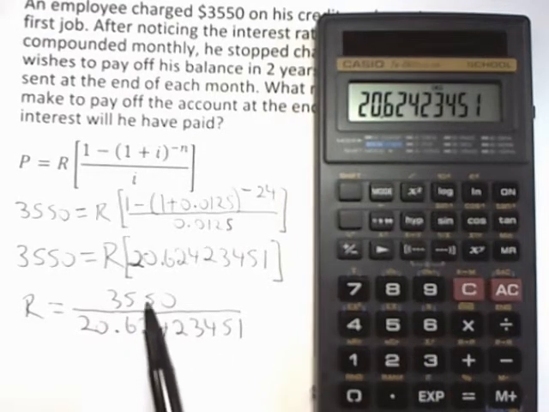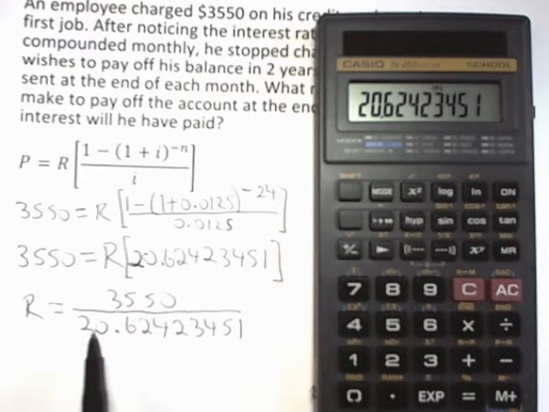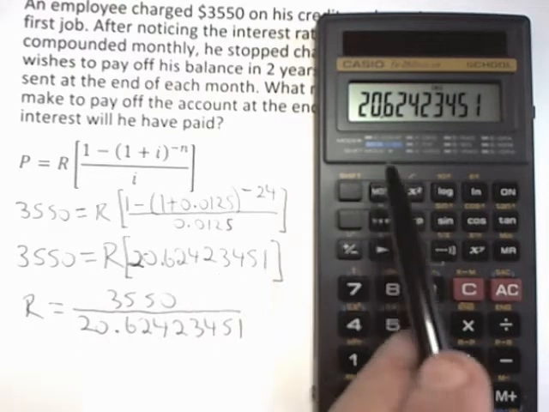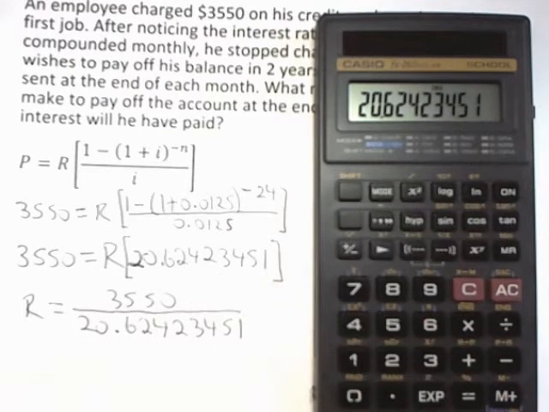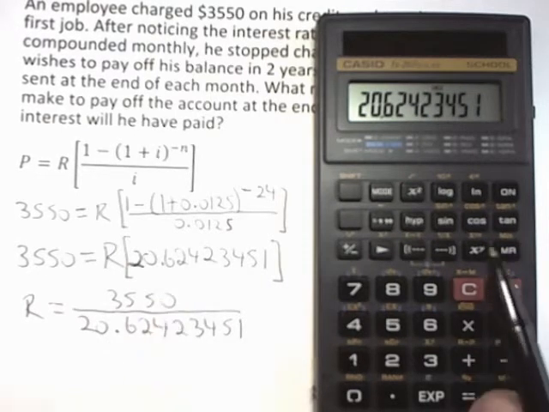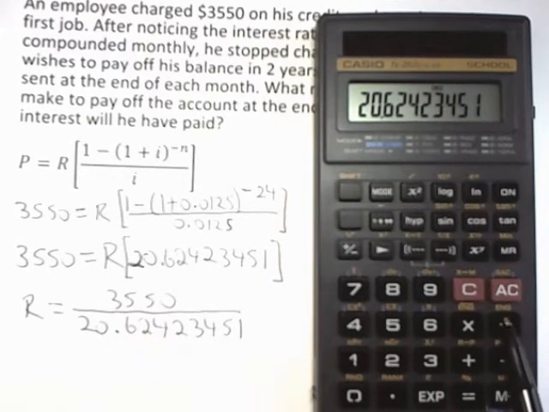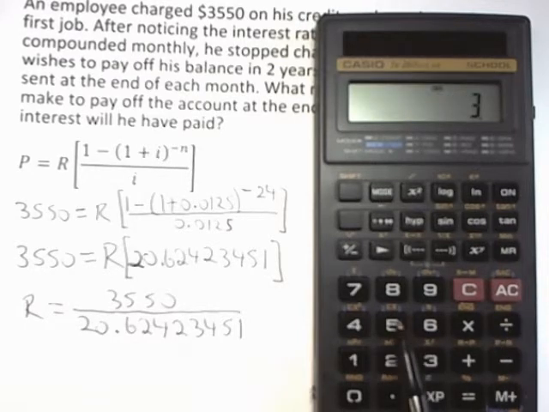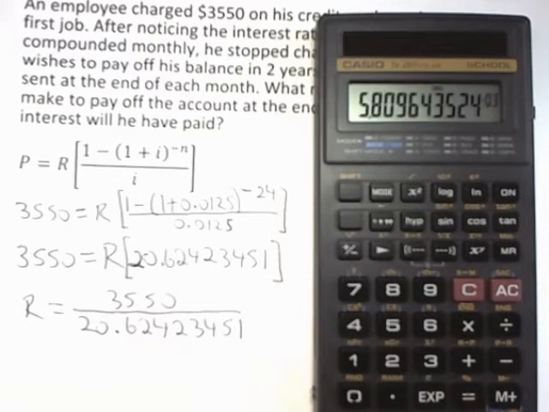So going back to my problem, I want to say 3550 divided by this big long decimal, but the big long decimal number is already in there and I don't want to clear it. So my trick is to divide it upside down. Instead of dividing numerator by denominator, I'm going to divide denominator by numerator. So I've got the denominator already in there, divide by the numerator, which is 3550, hit equal.